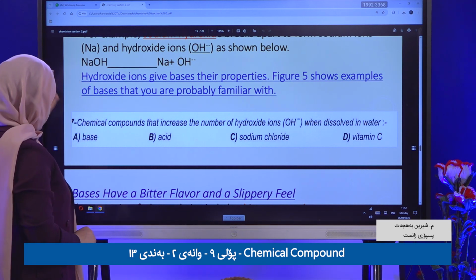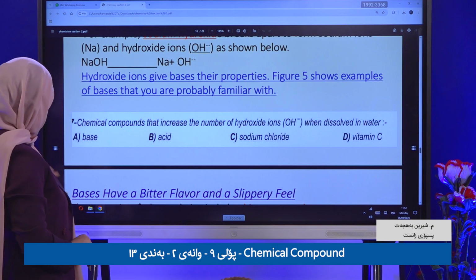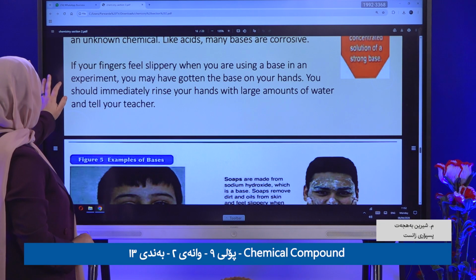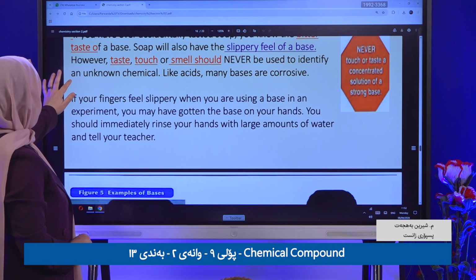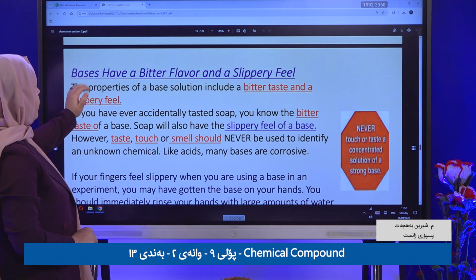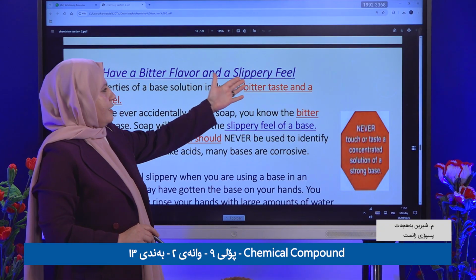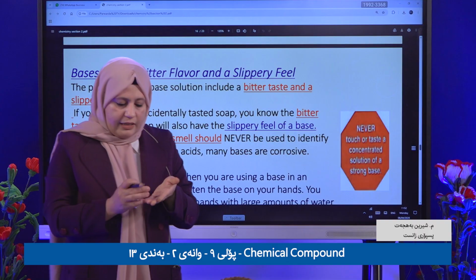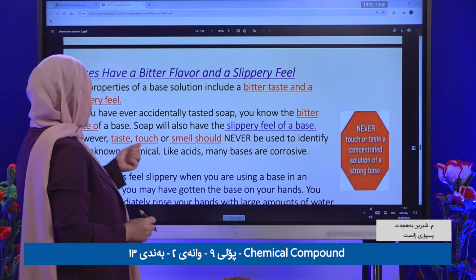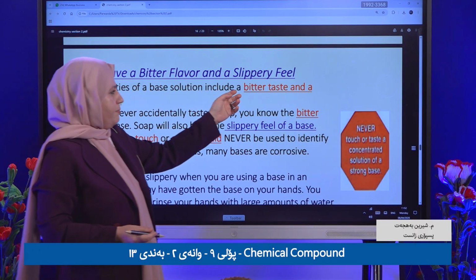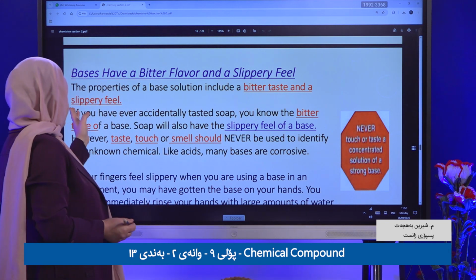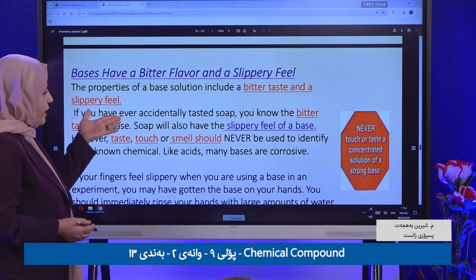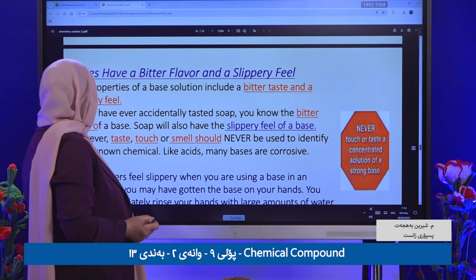Let's go to properties. Bases have a bitter flavor and a slippery feel. What does slippery feel mean? So the property of a base in solution is bitter at taste and slippery feel. So if you have it, actually the bitter is taste.